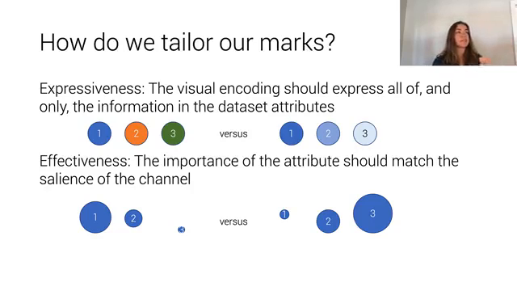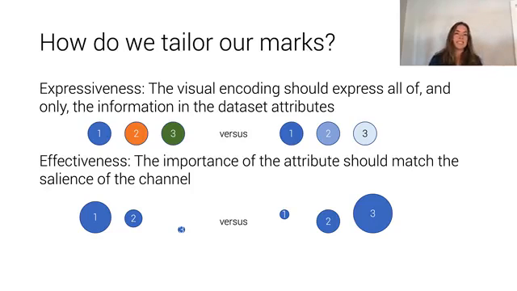The idea of expressiveness is complemented by the idea of effectiveness, that the importance of our attribute should match the salience of our visual channel. In other words, the differences that we see should be intuitive to the way the data changes. For example, if I have continuous data and my 3 values are 1, 2, and 3, if my marks get smaller as the data values grow, that wouldn't be very intuitive. People expect that a larger mark implies a larger value.